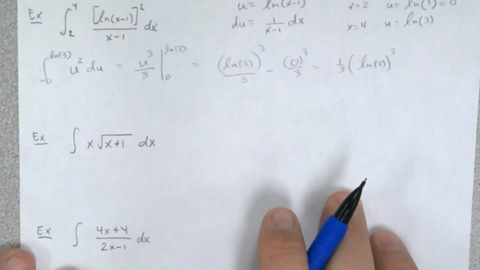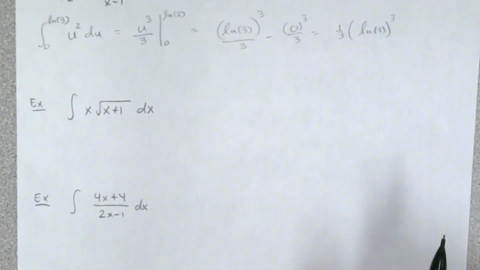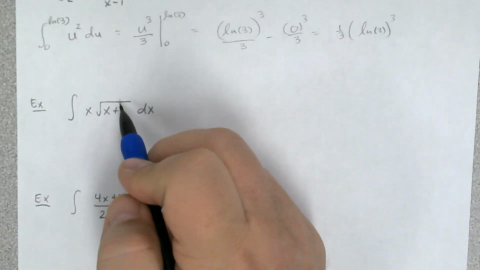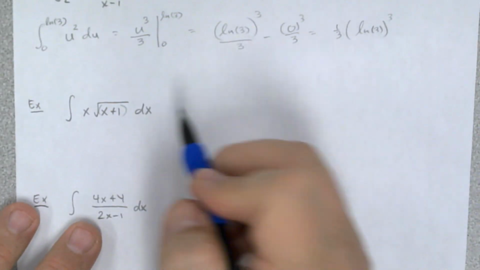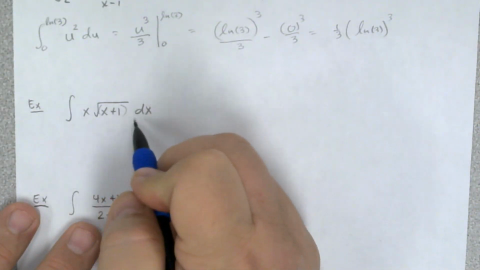Now let's look at that one. This is a radical. This is the radicand. So most of the time, that is what you're going to choose for your u.